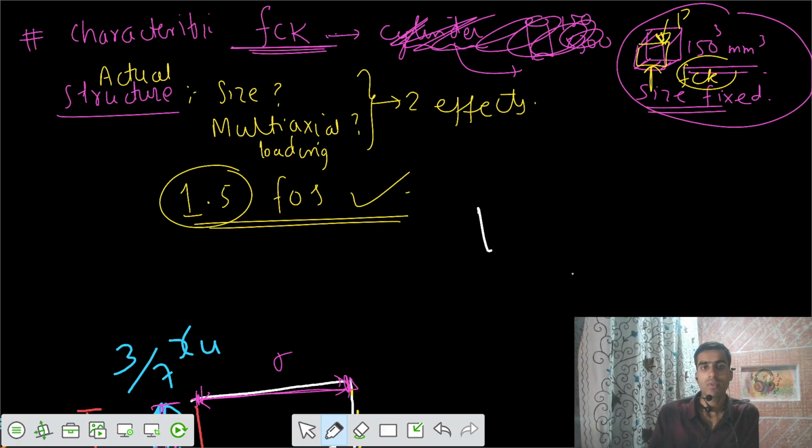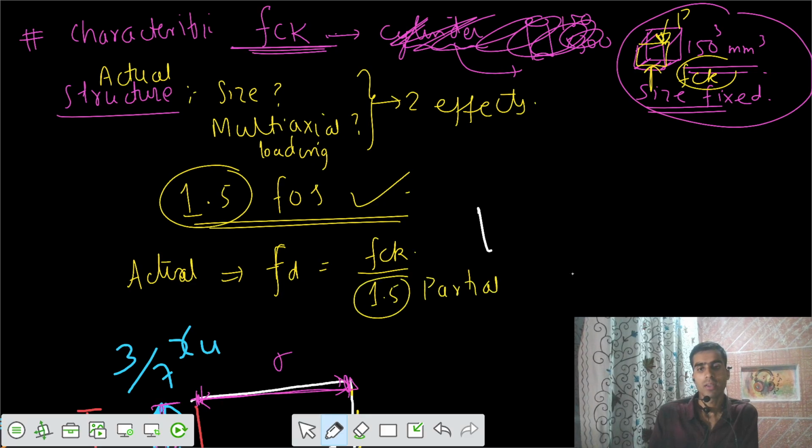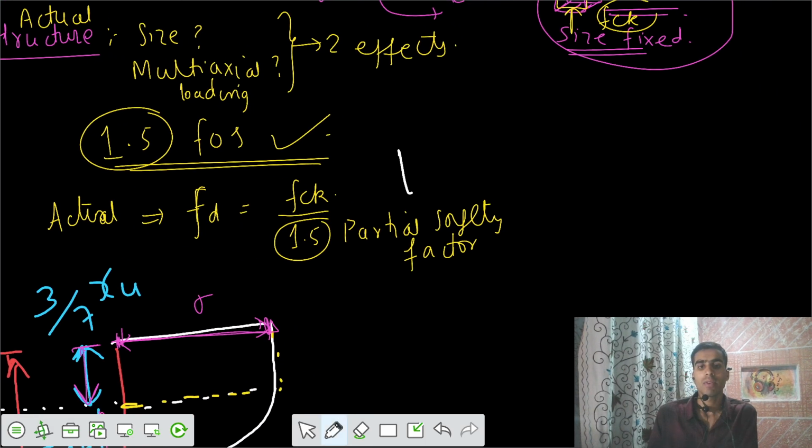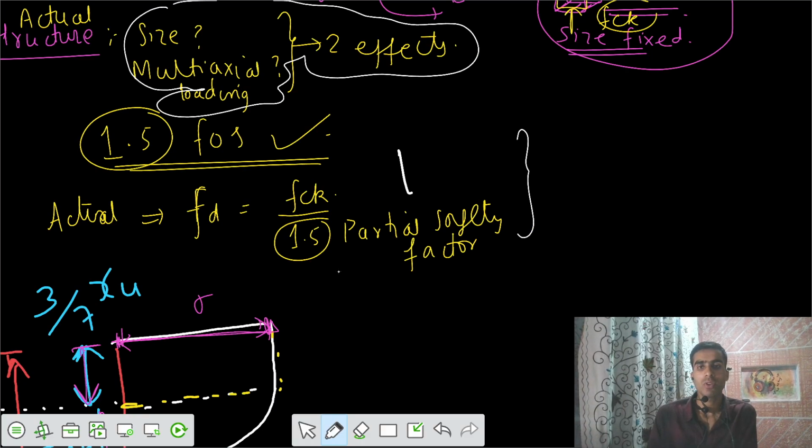The actual design strength we had earlier was equal to FCK by factor of safety, that's your partial safety factor. At that time we did not consider the effect of size and multi-axial loading. Now if you're talking about actual structure, because you are designing actual slabs and beams, you have to apply the actual factor of safety also.